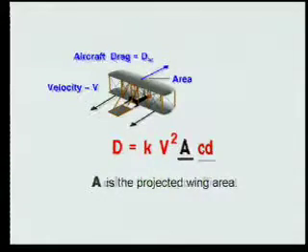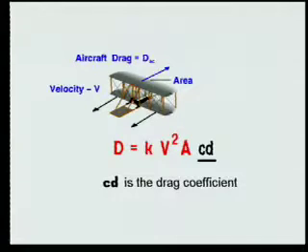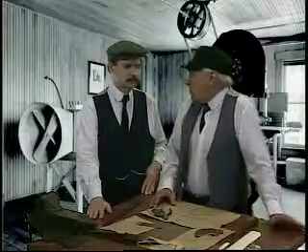The last factor, CD, is the drag coefficient. Well, this is kind of a complex factor that includes a number of variables, such as the shape and angle of the wings, the surface condition of the airplane, how rough or smooth it is, the stickiness of the air. This factor is usually determined experimentally.